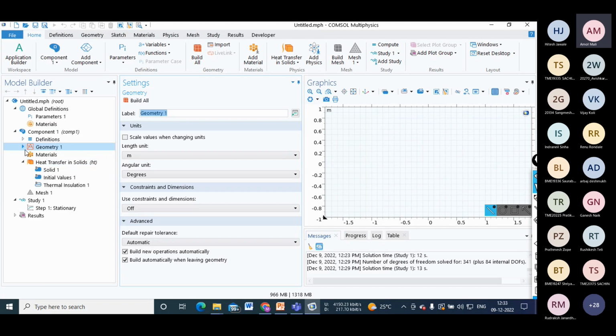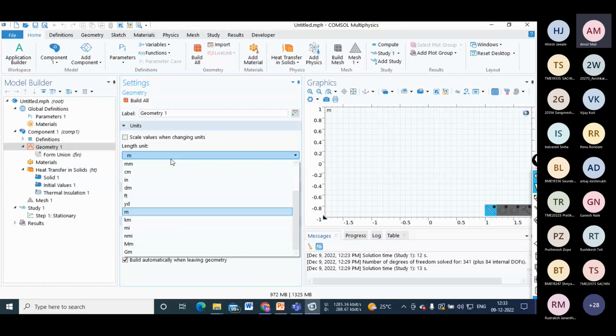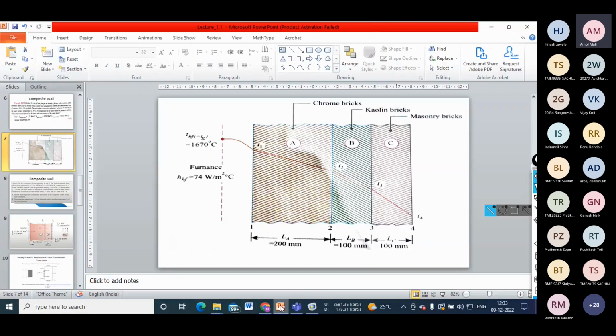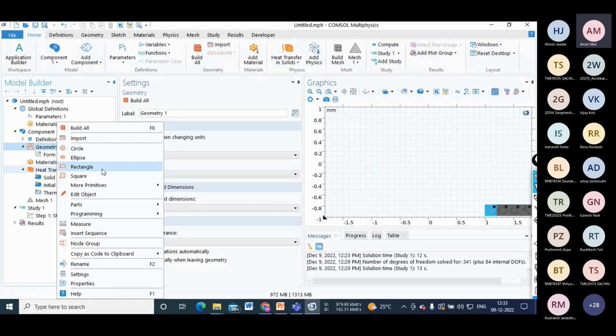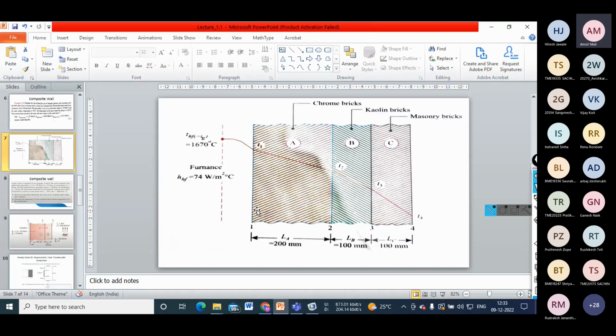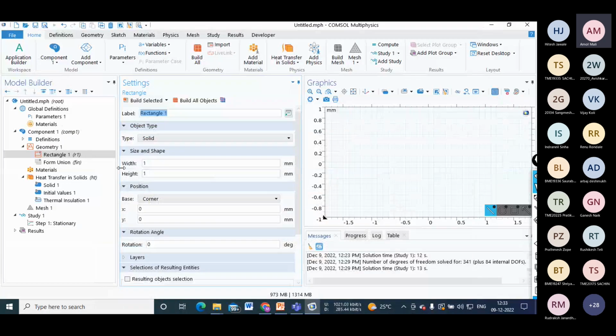So here you can see, by default in the geometry tab the length unit is meter, so I will select mm because in the problem the units are given in mm. I will select the rectangle. 200 mm is the width and the height will be 400. So 200 mm is the width and I will select 400 for the height.